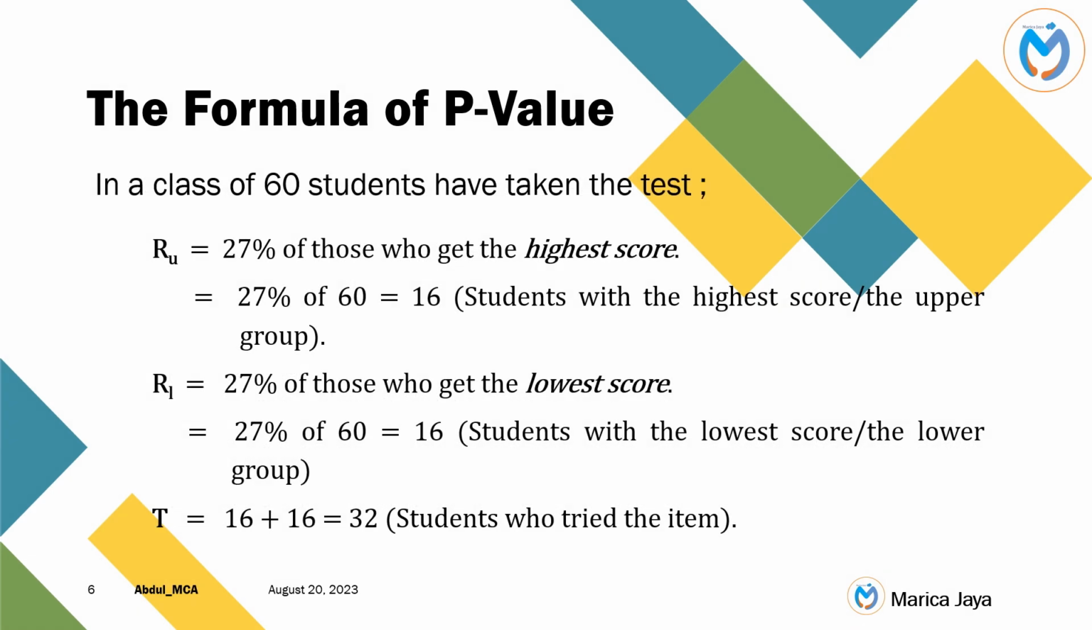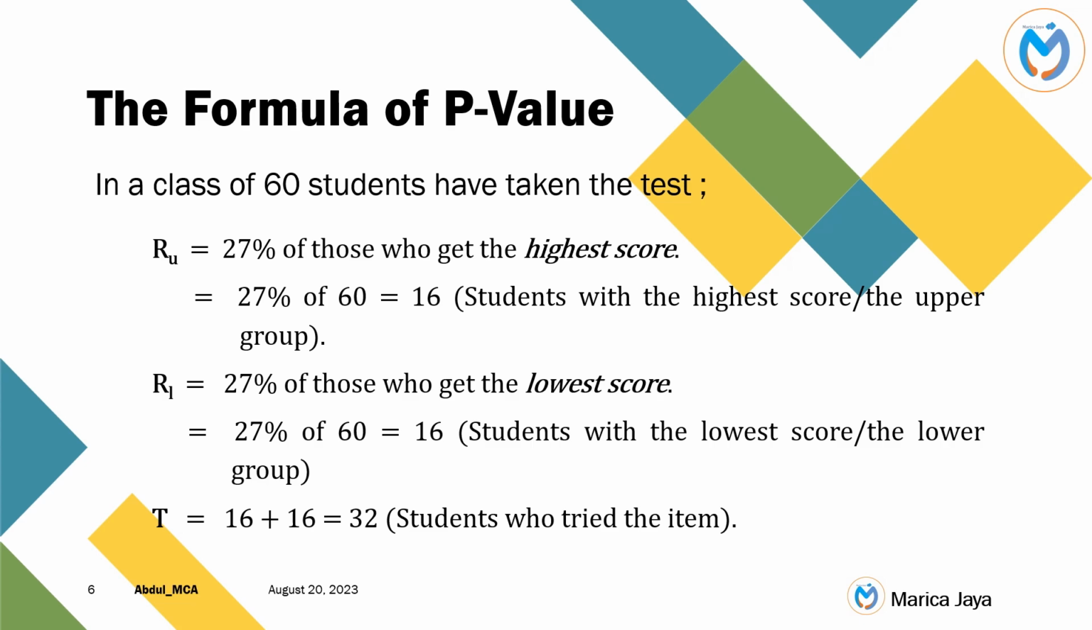After obtaining the students' scores, we need to sort the scores in descending order to determine how many students should be in the upper group and how many of them should be in the lower group. So suppose 60 students have taken the test. Ru is 27% of those who get the highest scores. So 27% of 60 students equals 16 students with the highest scores.